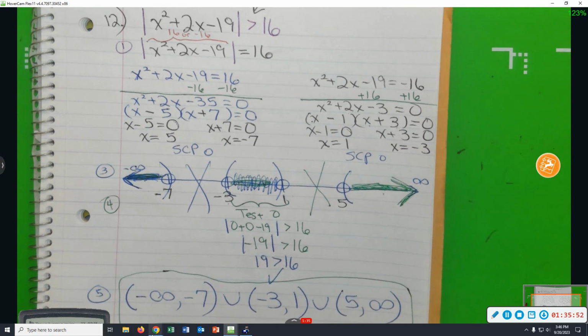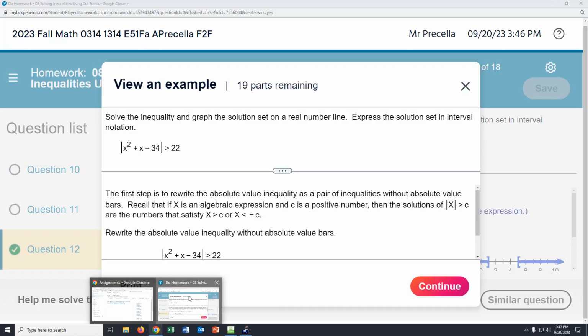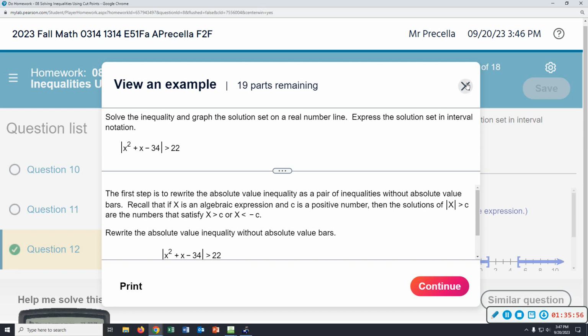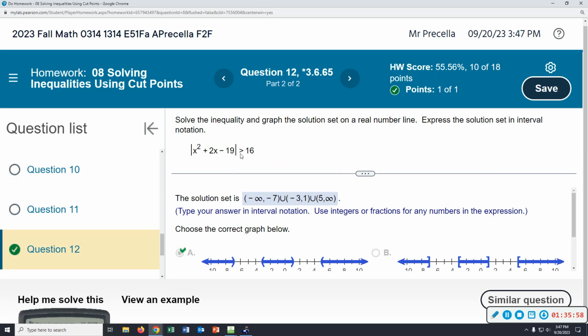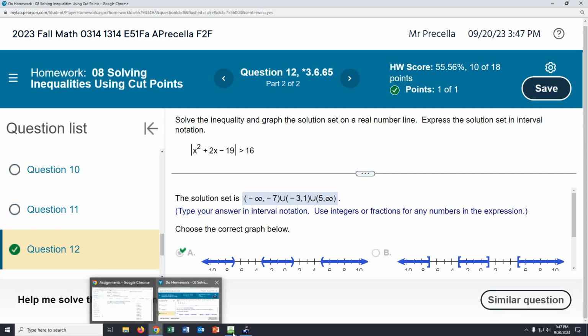So if you view an example, they're going to use a method that turns out their logic doesn't work if there's a less than, like less than 16 instead of greater than 16. Their logic, what they do in that view-an-example, only works if this little thing here is always a greater than. If it's a less than, their method just completely falls apart.